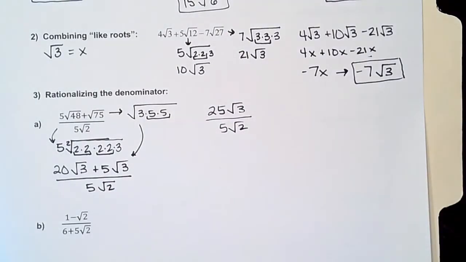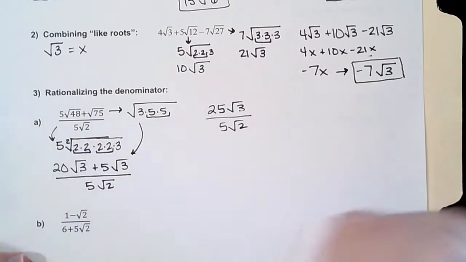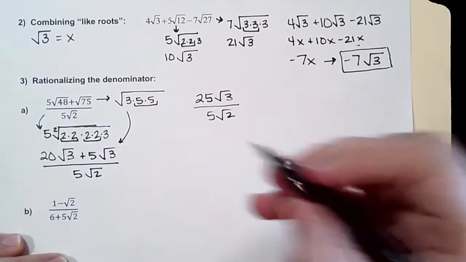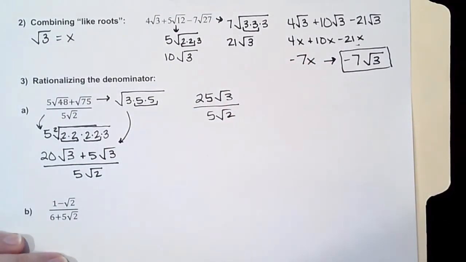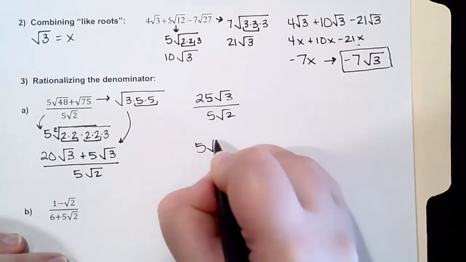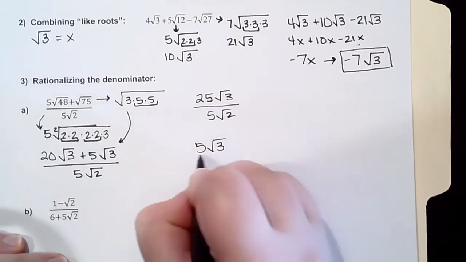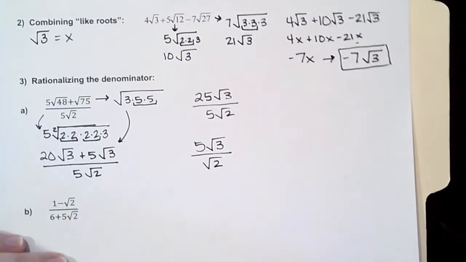Again, I can rationalize at this point as well, but I want to slow my roll. I want to do things as simple as possible, so I'm going to continue to just simplify. 25 over 5 is just 5. So I can rewrite this as 5 root 3 over root 2. That's just simple fraction work.